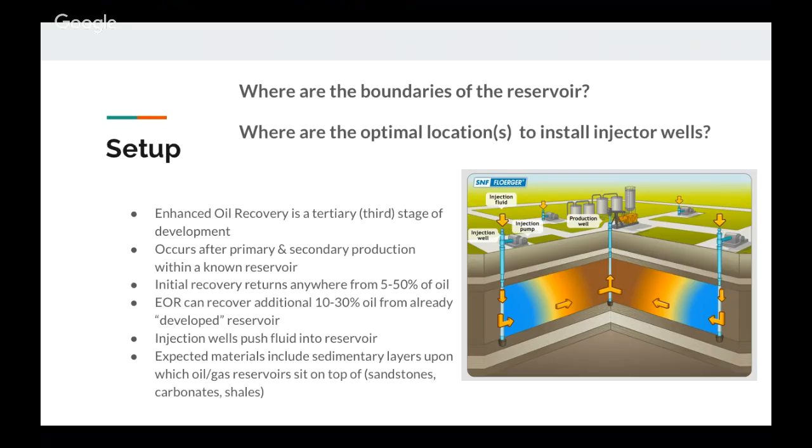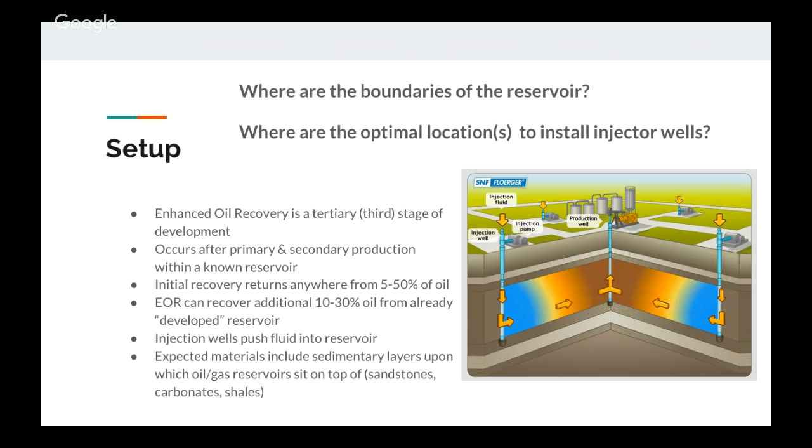Primary and secondary production already occur when they find the well and decide to pump anywhere from 5 to 50% of the oil out of it. EOR would help recover an additional 10 to 30% of the oil from that developed reservoir. So it's really economically beneficial to companies because they already have these discovered wells, and they can use different methods to get more out of them.